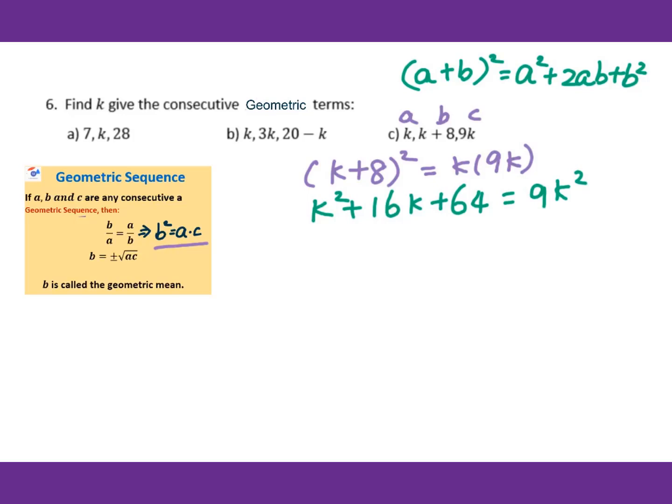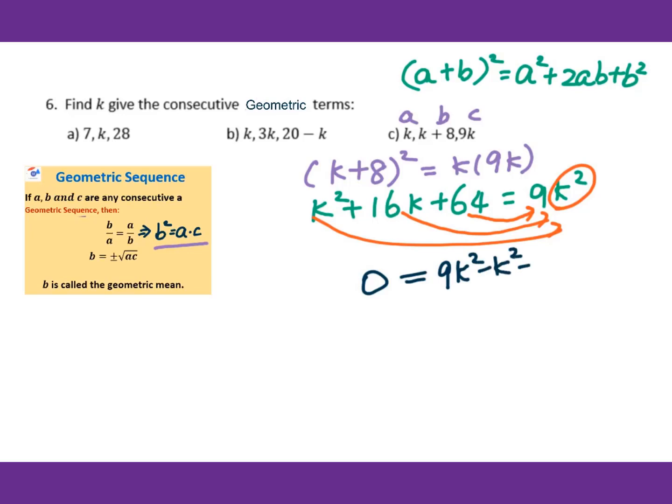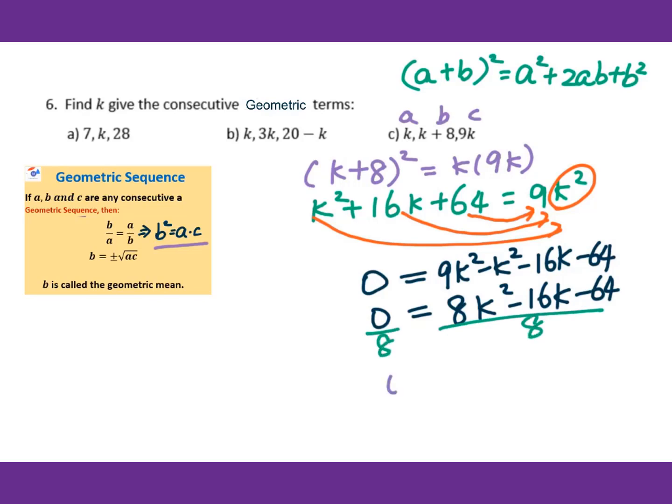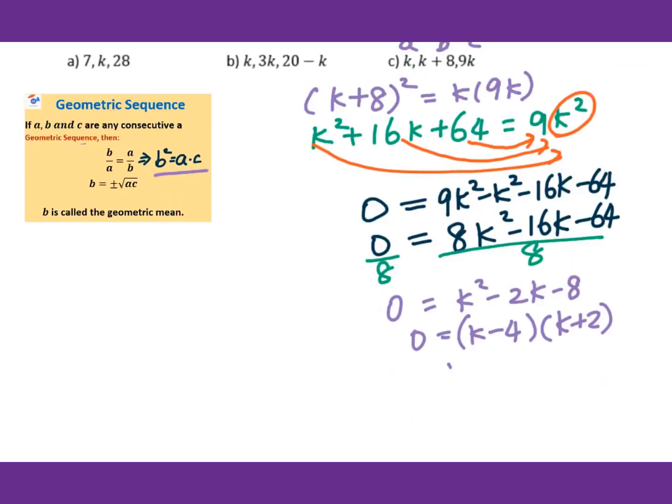This is a quadratic equation. We need it equal to 0. We don't want the k squared coefficient to be negative. Therefore, move every term to the right side. You will get 0 on the left side, and 9k squared minus k squared minus 16k minus 64 on the right. So we get 8k squared minus 16k minus 64. We divide both sides by 8, the common factor. You will get 0 equals k squared minus 2k minus 8. Then we factor: (k minus 4)(k plus 2) equals 0. Then k1 equals 4, k2 equals negative 2.